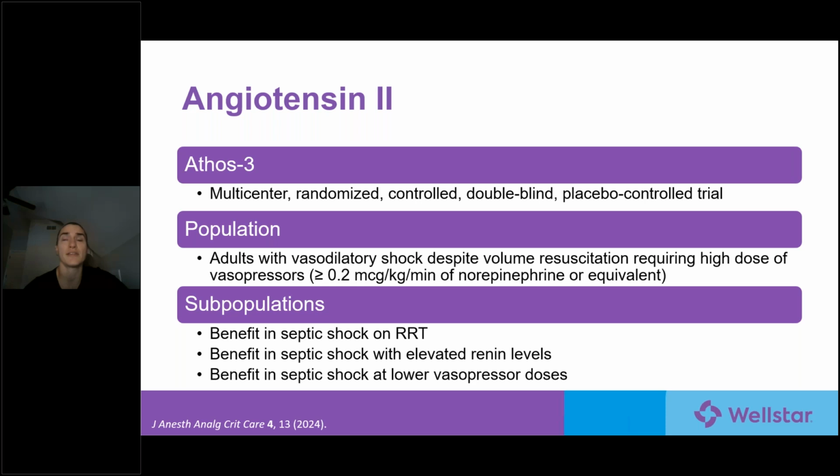They noted a renin level of greater than 172.7, or if you want to remember, 173. Those patients seem to have a greater clinical benefit to angiotensin II dosing. And then lastly, they noted that patients started on angiotensin II at lower norepinephrine equivalents, less than 0.25, had better mortality than those at higher doses, which again just could be correlated to how sick the patient was. But I just wanted to note those subpopulations of the ATHOS-3 trial as well.